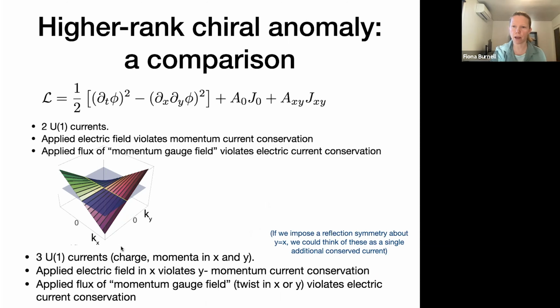a reflection symmetry about Y equals X, we could think about the X and Y momenta as kind of associated with a single current related by a reflection. And in that case, these systems start to look similar. In particular, they both have this mixed anomaly between something that we would think of as a conservation law of charge and something that we would think of as a conservation of momentum, or this other axial current.